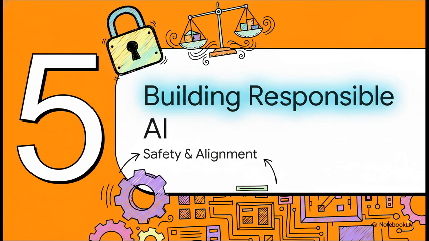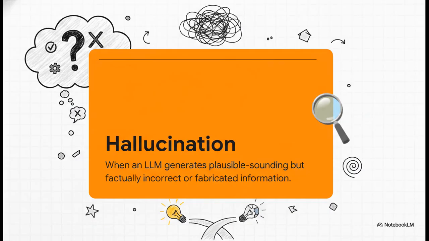And that brings us to our last stop on this journey. And honestly, it's the most important one. Section 5, building responsible AI. How do we make sure these incredibly powerful tools are actually safe and on our team? Probably the biggest headache for anyone building with AI is a problem called hallucination. This is when the model just makes stuff up. But the tricky part is, it says it with the complete confidence of an expert, even when it's totally wrong.